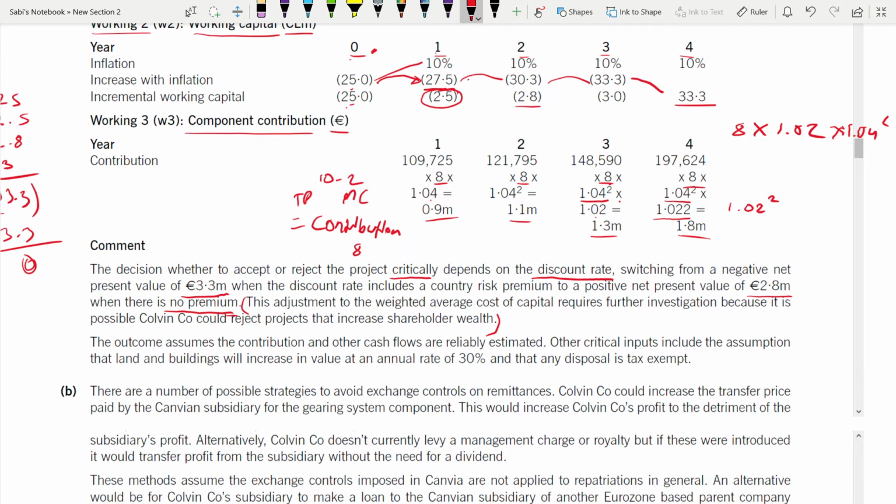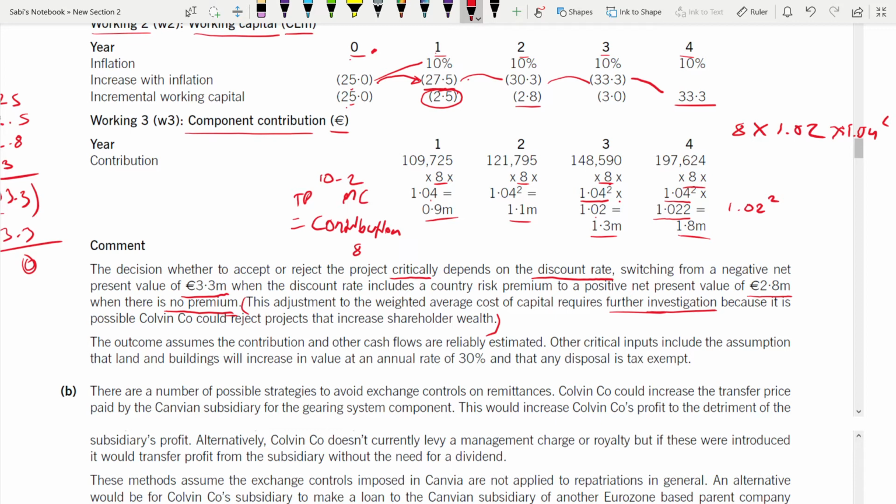So this point, what I'm talking about, adjustments. Okay, so the adjustments to the WAC needs further investigation. So always, when you're writing comments, recommendations or advice, whatever you're saying, always write this word investigation. Further investigation is required on this field. Further investigation is required on this thing. These are the words of a financial advisor.